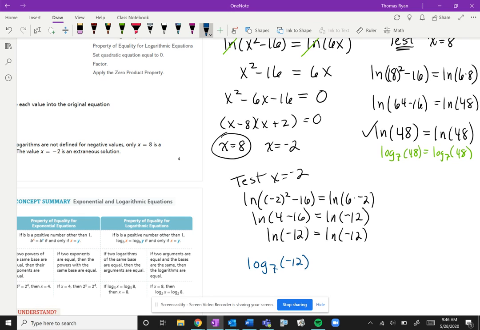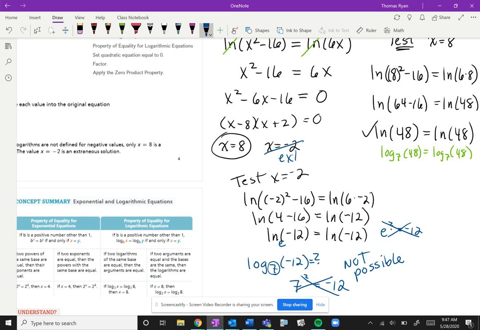Remember that you need to ask yourselves, if we were trying to evaluate this, 7 to what power would give us negative 12? Because remember, when you do a log, you say the base to what power gives me my answer. Well, the thing is, guys, you can't raise a number to a power, any power, and get a negative answer. So this is not possible. This goes for ln too. You're asking yourselves, e to what power gives us negative 12, but it's just not as readily apparent. And it's not possible. There is nothing that works.